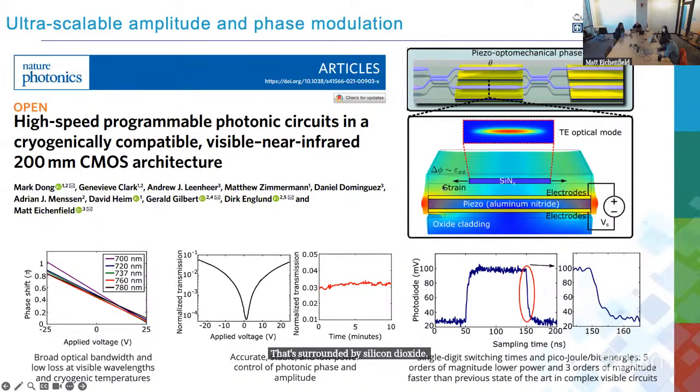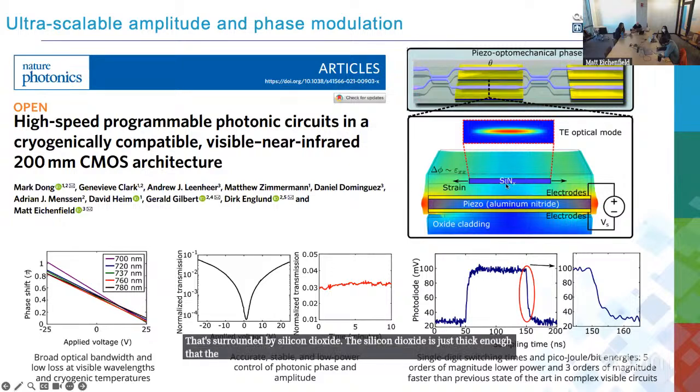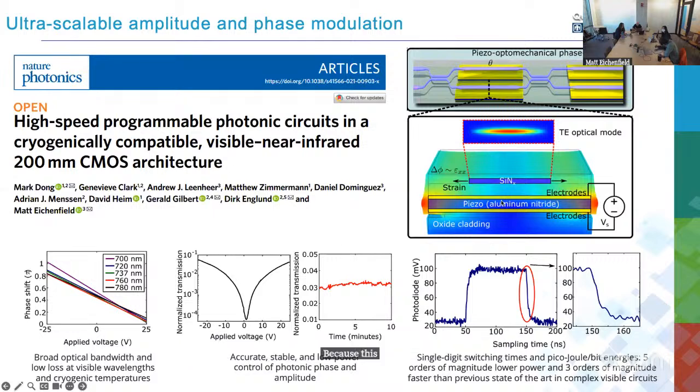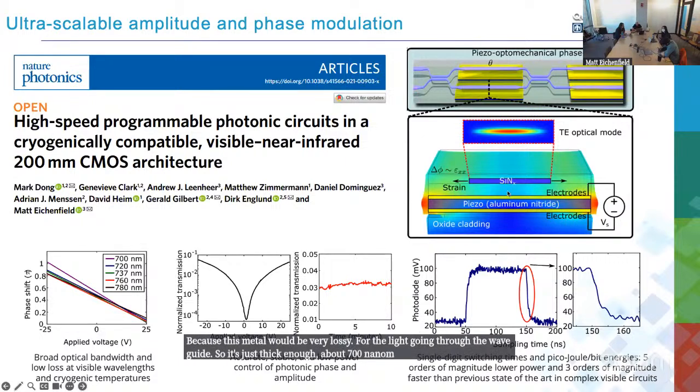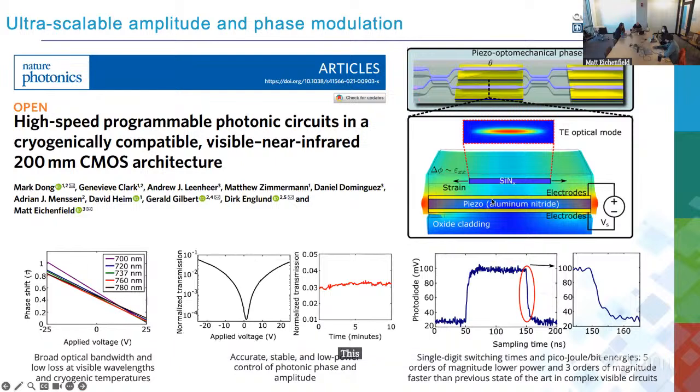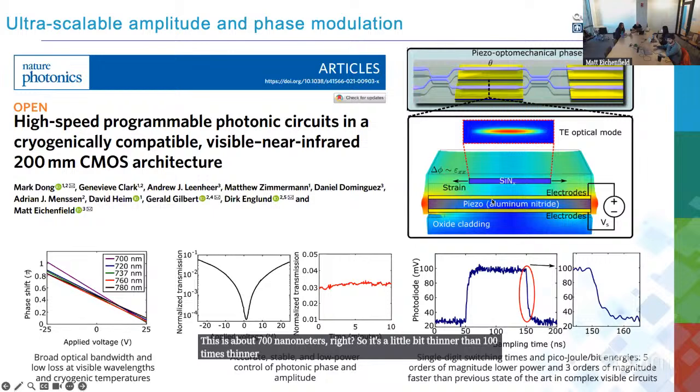The silicon dioxide is just thick enough that the little tail of this mode that would evanescently, exponentially decay away, the silicon nitride and the light living inside of it won't talk to the metal here, because this metal would be very lossy for the light going through the waveguide. So it's just thick enough, about 700 nanometers or so. Something like 1,000 nanometers is 100 times thinner than the diameter of your hair. This is about 700 nanometers, right? So it's a little bit thinner than 100 times thinner than the diameter of your hair.